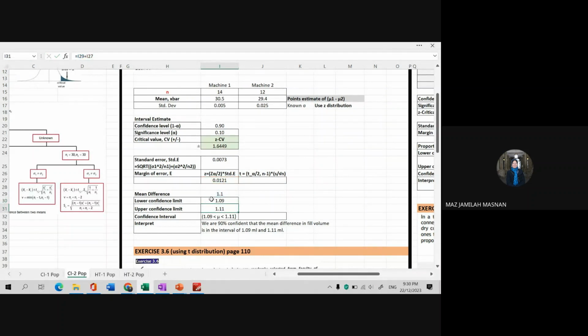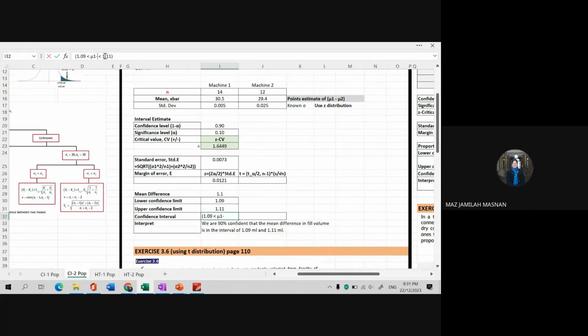Then I get 1.09. For the upper confidence limit, it will be the mean difference plus the margin of error, and I'll get 1.11. So my final answer can be written as, this one is actually mu1 minus mu2. So please add to your Excel so that you won't get confused.